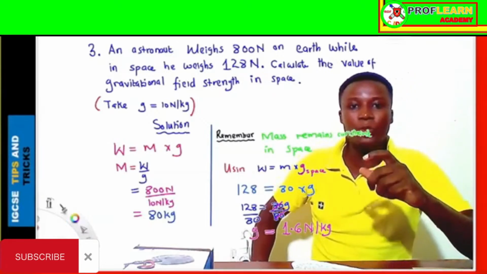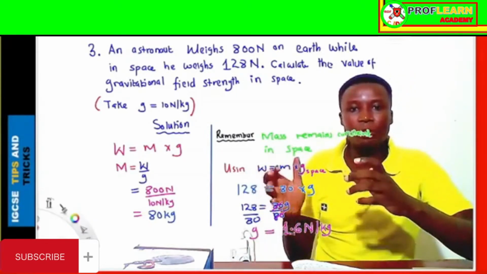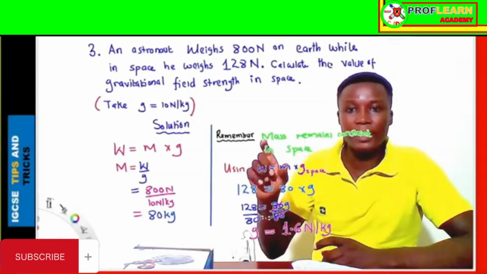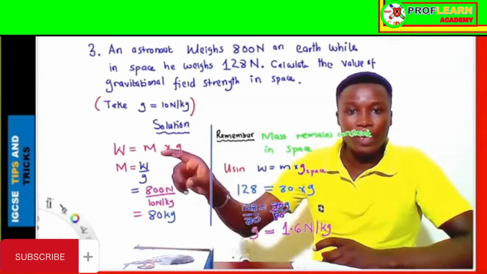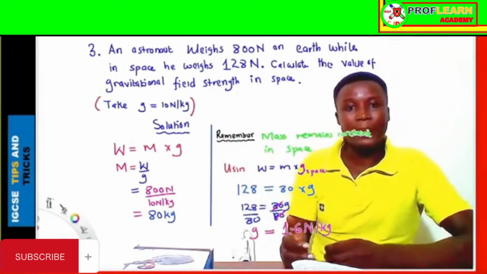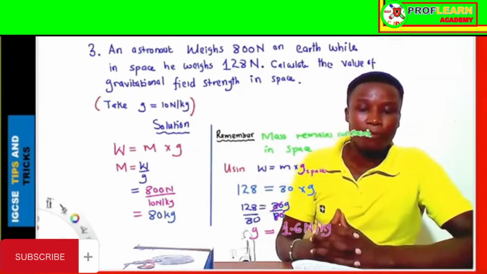In this section, there are two key areas you need to understand. Number one is the differences between mass and weight. And number two, you also need to understand how you can use this formula in order to calculate weight or in order to calculate the mass of an object with the given information that can be available in a question.